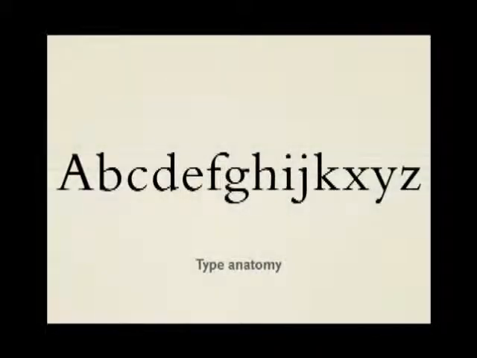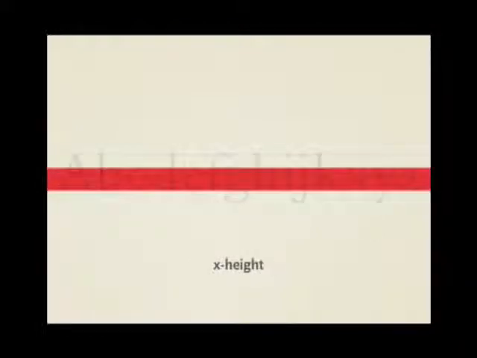So first, let's think about letter forms like we would think about the human body. The letter form actually does have parts. It has arms and legs and ears and so on. It really does. So let's talk about some of this.